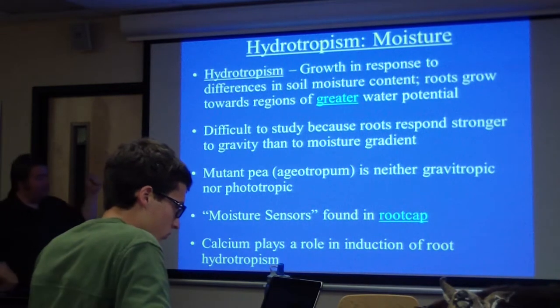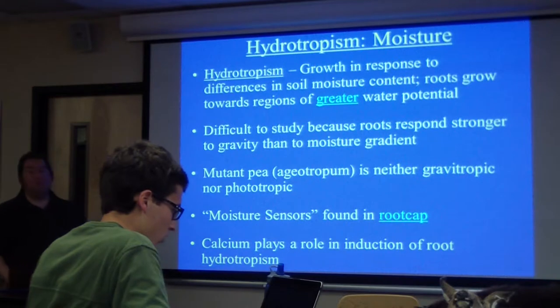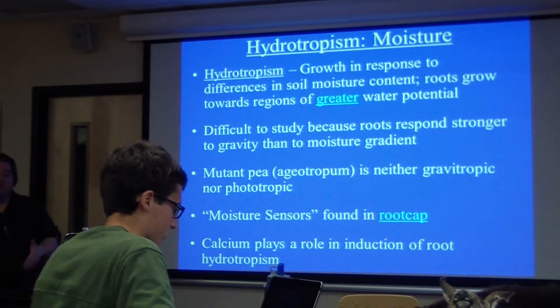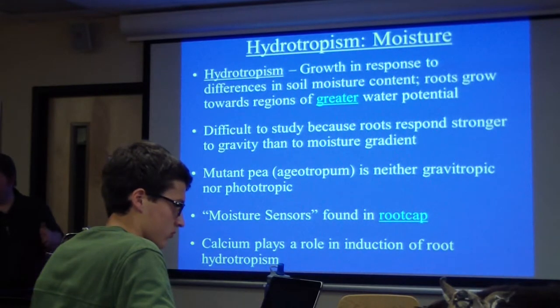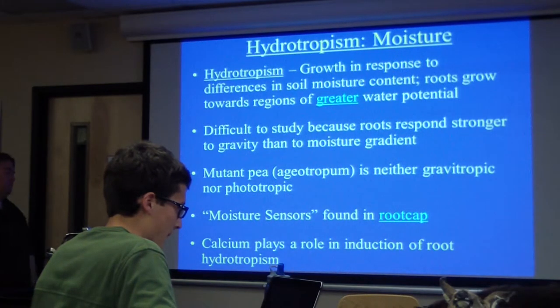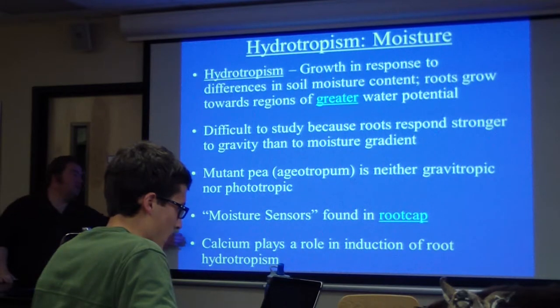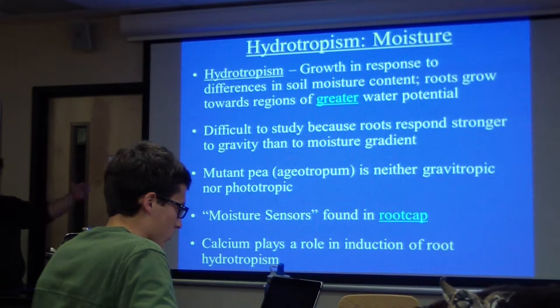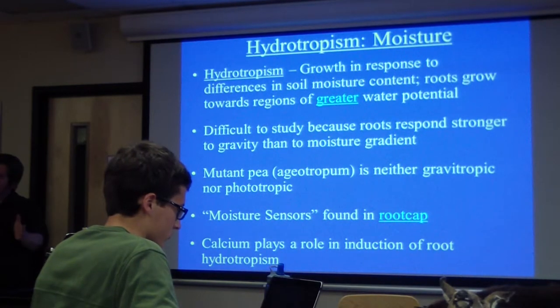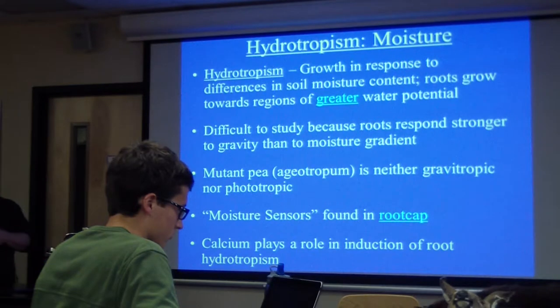All right, and just like gravitropism, moisture sensors are also found in the root cap. That's a really good place for a moisture sensor to be found, when it's the root that's positively hydrotropic, right there at the tip of the spear, right? That's a good place for it. And not surprisingly, calcium ions play a role in the induction of hydrotropism, all right? So this is another hormone response pathway that has calcium as a second messenger, so that's not surprising.